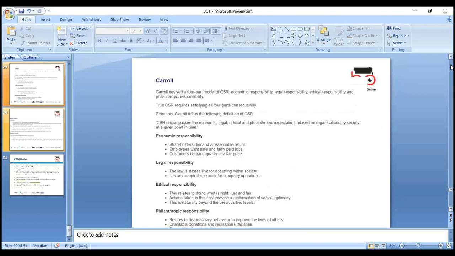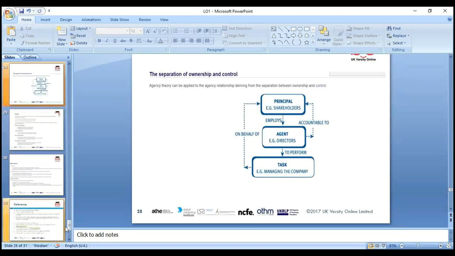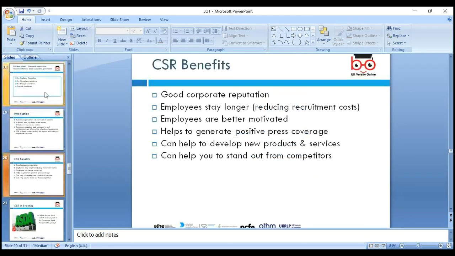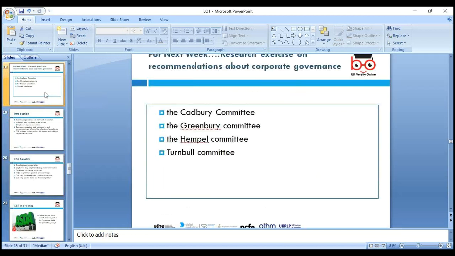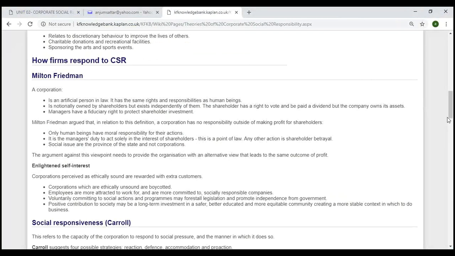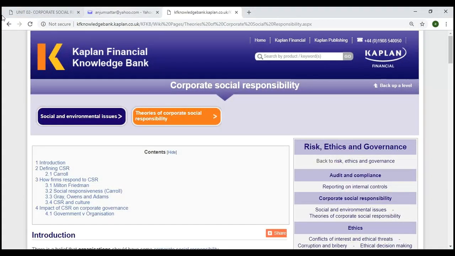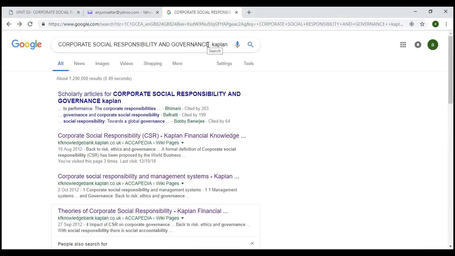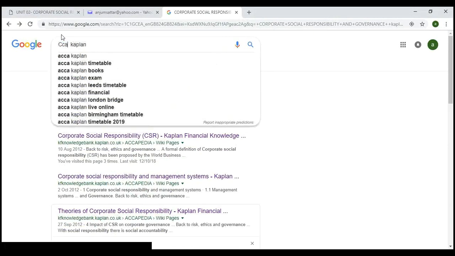Today's lesson we just focus on the difference between corporate social responsibilities and values. Please, guys, up to the next lesson, go through and do a bit of research about these three reports, starting with the Cadbury report. I'll quickly show you how you can do the best research. If you type it in a Google search, that will really help you.